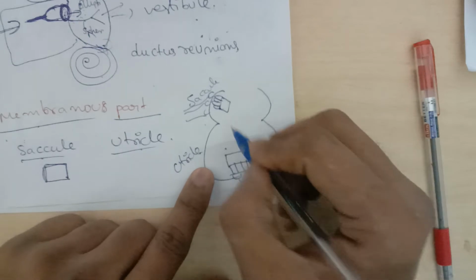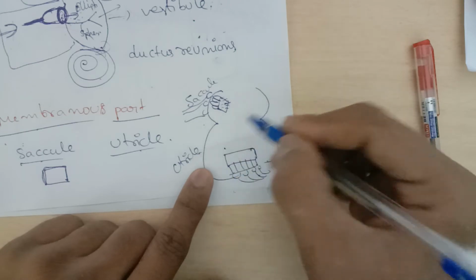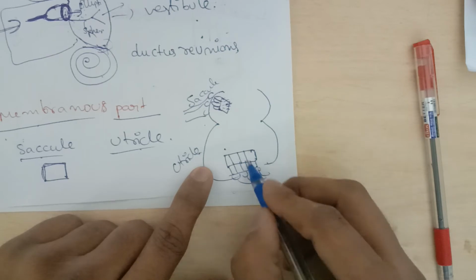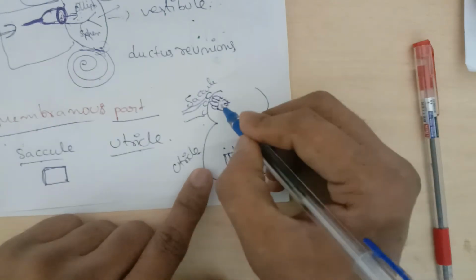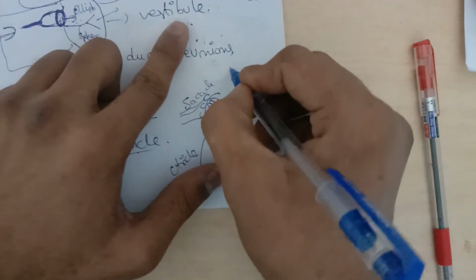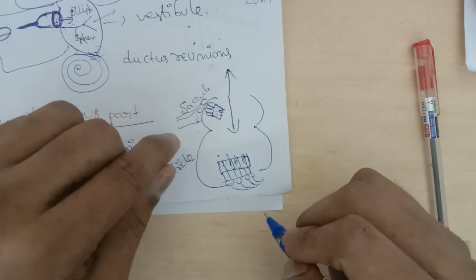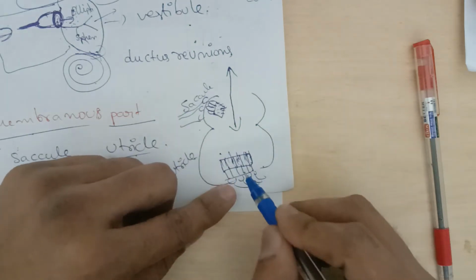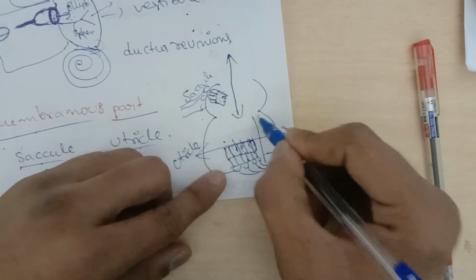These are the hair cells in the saccule on the lateral side. This is the upper side, the stereocilia. That is the reason why the saccule is involved only in vertical motions. It is involved, for example, while we are in a lift. It works in this direction and this direction.